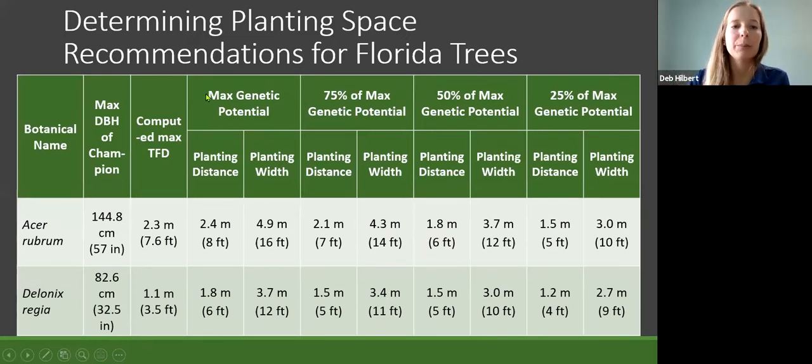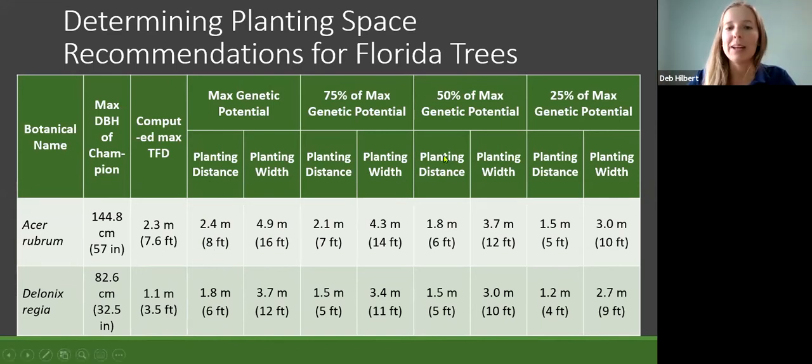Again, the maximum genetic potential, those were the champion trees. So when we went through all the champion tree registers for the state of Florida and the US for our species that we were looking at, we came up with these planting distances and widths using our equations. And so, for example, Acer rubrum, which is pretty common throughout the eastern United States, is going to need about 8 feet distance from a sidewalk or a street, or it's going to need a planting width of about 16 feet if that tree is going to get to be the champion tree size.